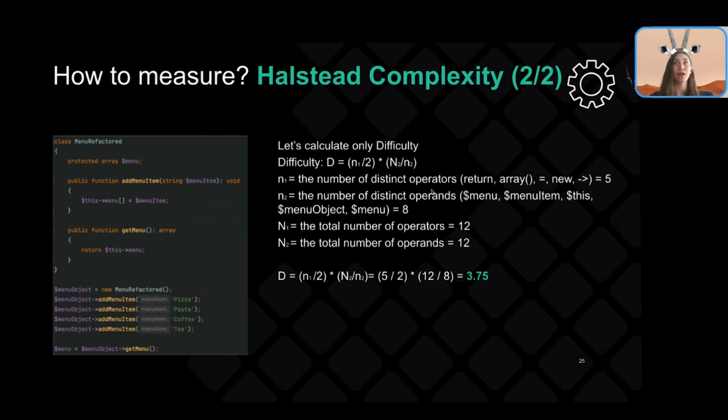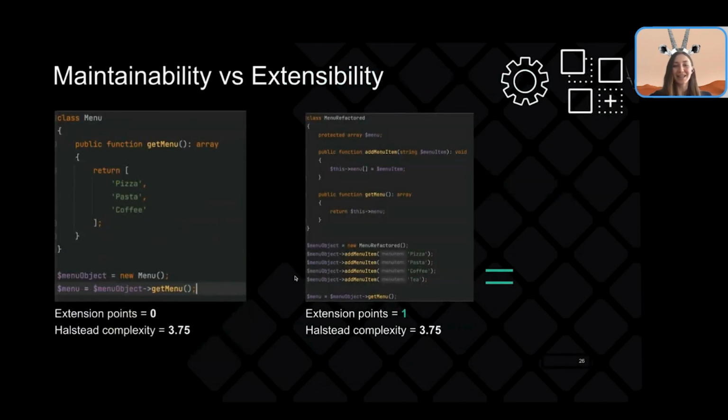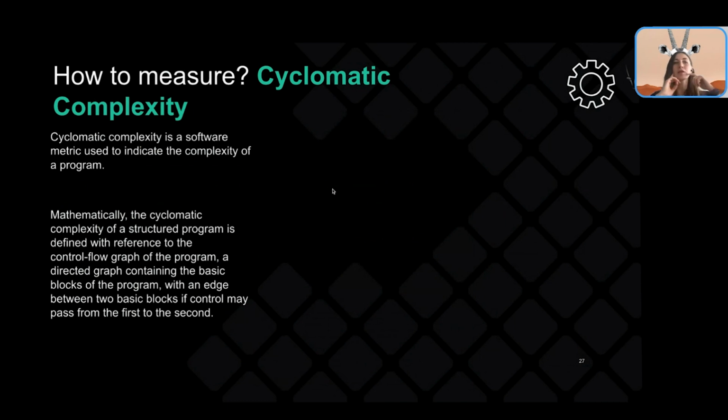So I was thinking, okay, probably I'm wrong, but it's not that easy for me to stop. So let's move on and check what we have. We have 2 examples. First one: extension points 0, Halstead complexity 3.75. Second example: extension points 1, Halstead complexity 3.75. It means we increased extensibility, but maintainability remained the same. Okay, let's move on. Let's check the cyclomatic complexity.